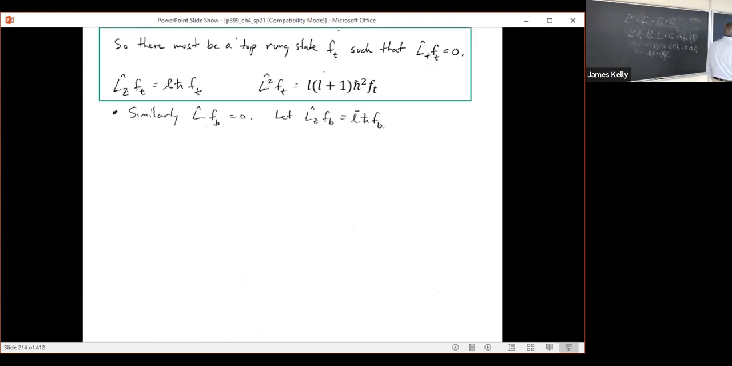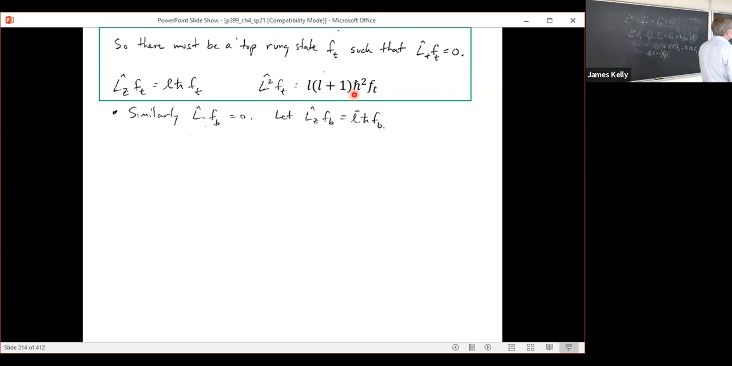So here's what we found out so far. There's got to be a top rung, and we're going to define the Lz eigenvalue for the top rung to be l h bar. And if that's the case, then the L squared eigenvalue is l times (l plus 1) times h bar squared.